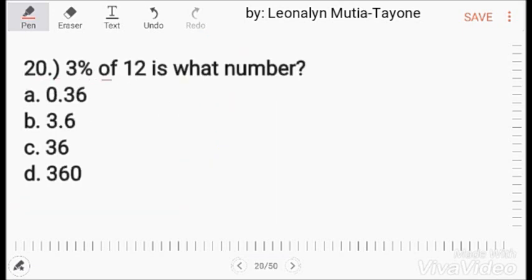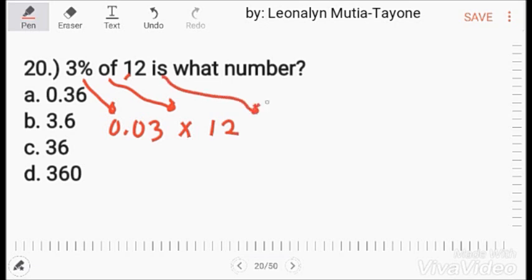Number 20. 3% of 12 is what number? Para mas madali nating isolve yan, itong 3% gawin nating decimal, which is 0.03. Of ay equivalent yan ng multiplication. Tapos, sulat mo yung 12. Ang is ay equal yan. Tapos, what number daw? I-multiply mo lang si 0.03 times 12 and that is 0.36. At letter A na ang sagot.